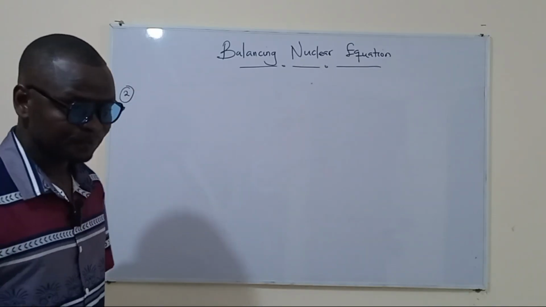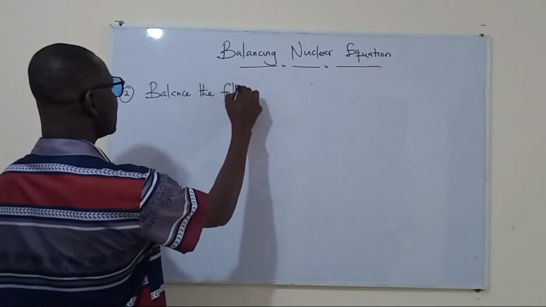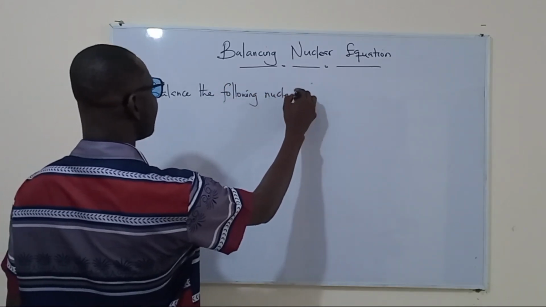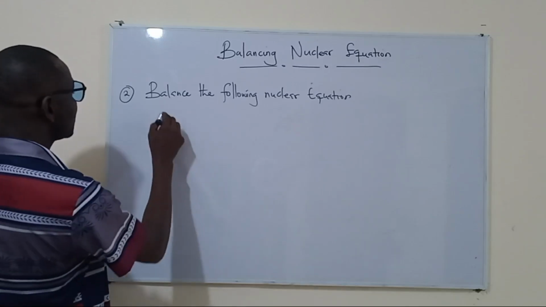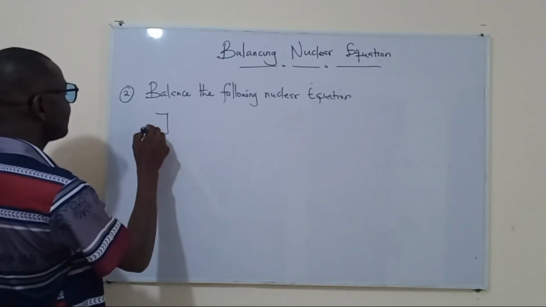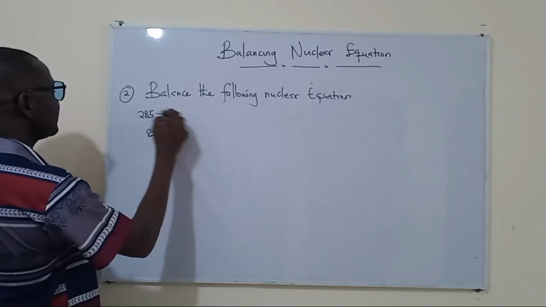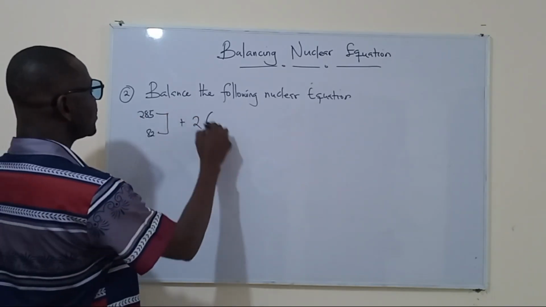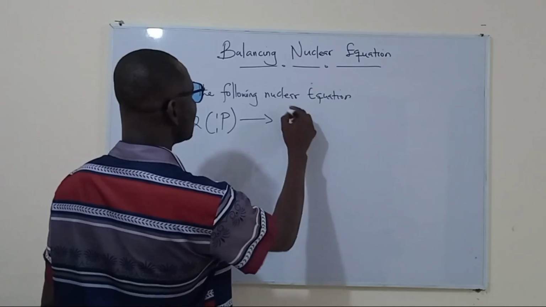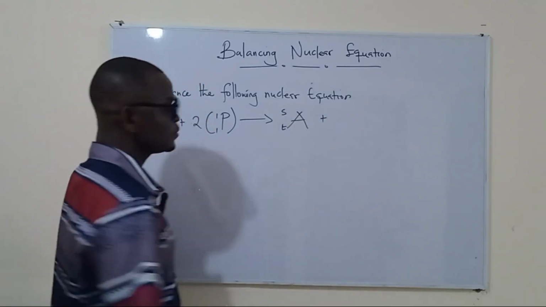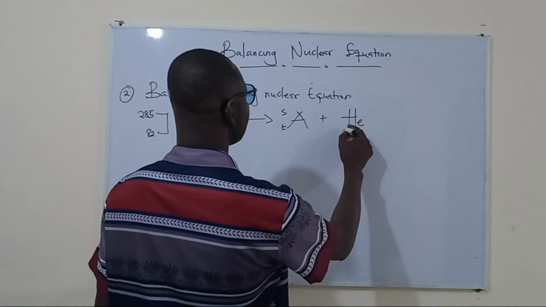Example 2. We're asked to balance the following nuclear equation: 285 with atomic number 82, J, plus 2 times 1 with atomic number 1, P, to give us A S T, plus He with mass 4 and atomic number 2.